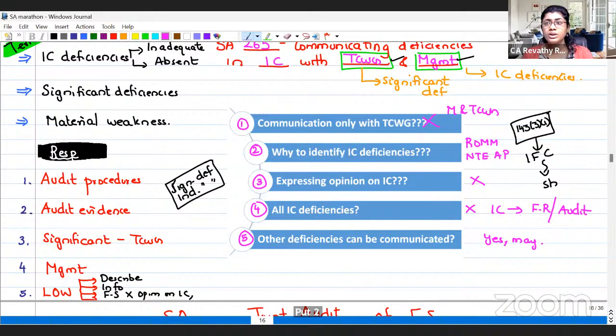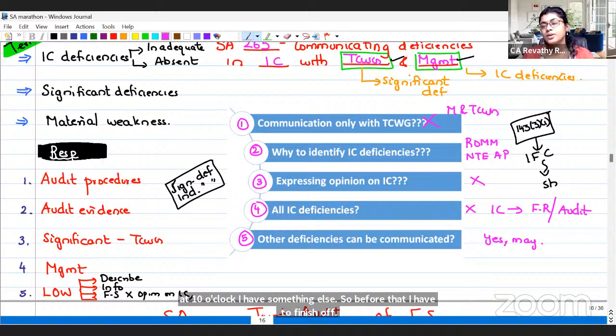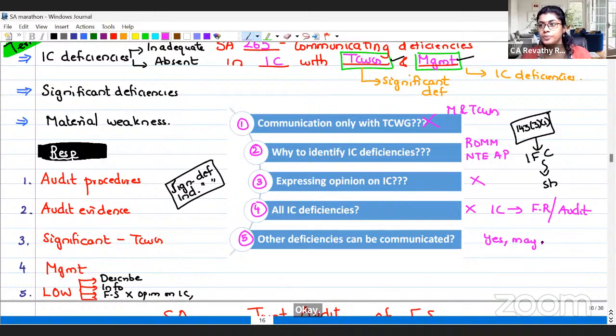But I don't know whether I can give you a dinner break, etc., because before 10 o'clock I have to finish off. So guys, can you cooperate, please? At 10 o'clock I have something else, so before that I have to finish off. So yeah, 5 minutes rest I'll give you. 30 seconds more, after that can you put 299?